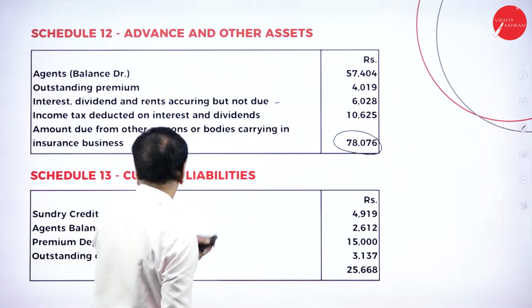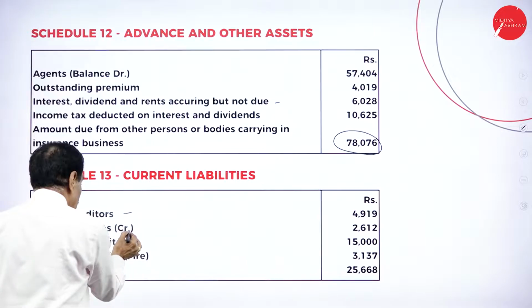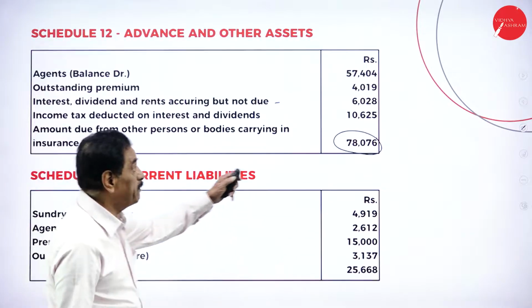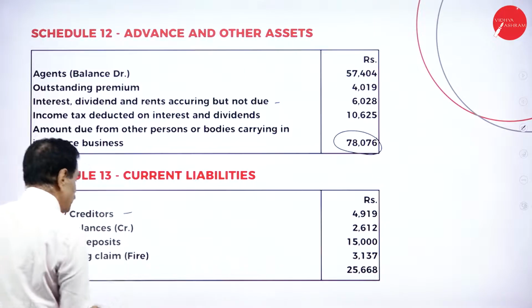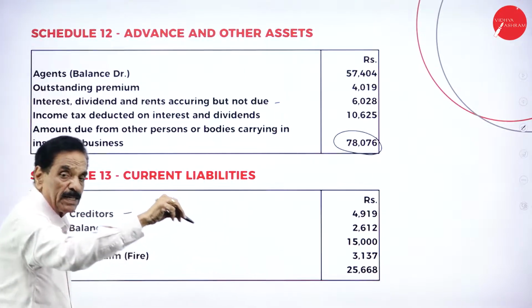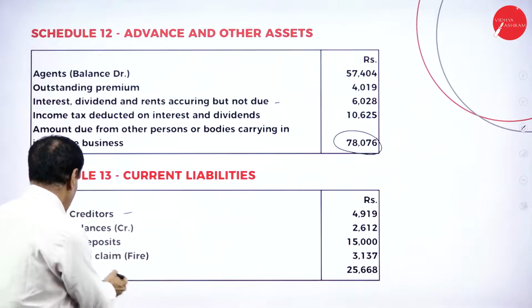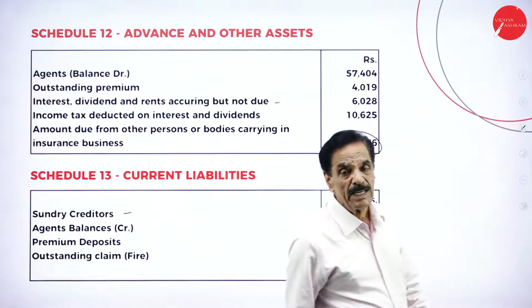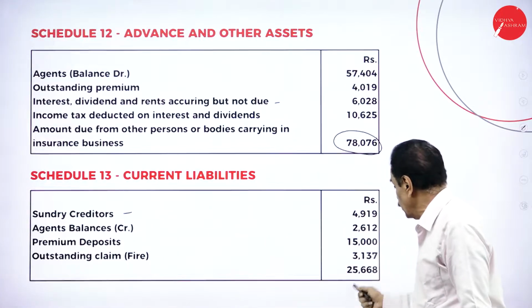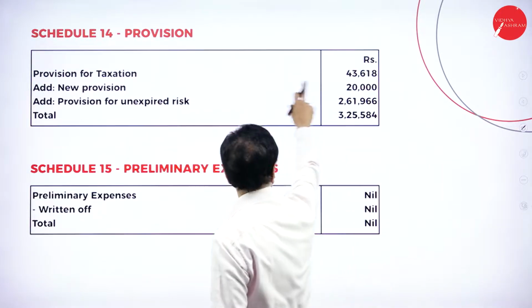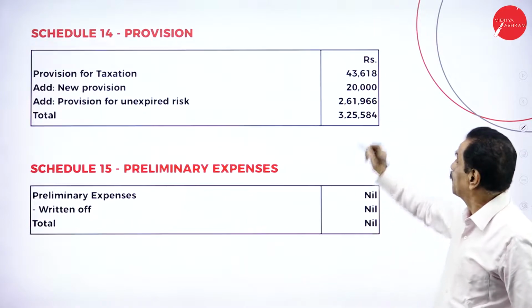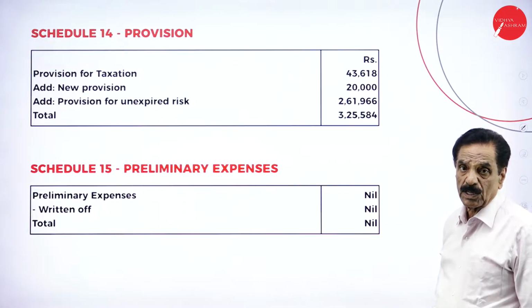Then schedule current liability: creditor, agent balance, credit side. I told you, debit side asset, credit side liability. Premium deposited is a liability. Somebody has deposited the money in the insurance company, we have to pay back. Outstanding claim which you have to pay, that is called the current liability. Totally 25,668. Provision. Provision for taxation as per the trial balance is 43,618.